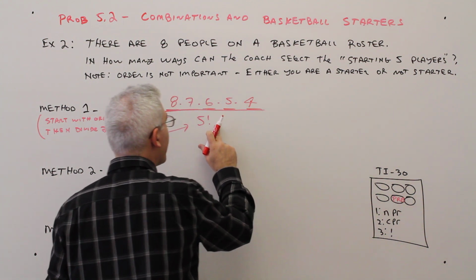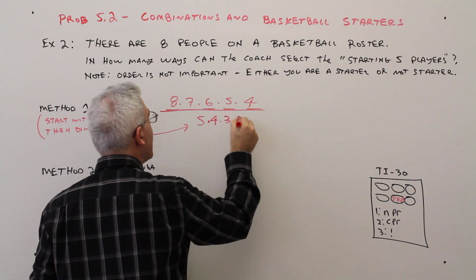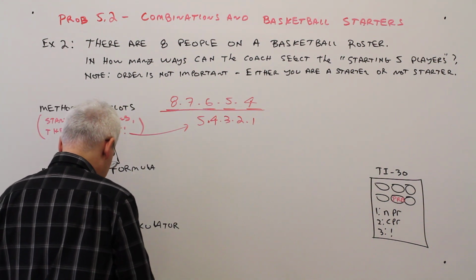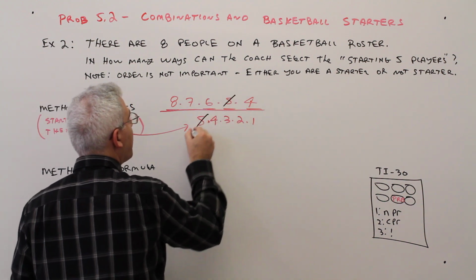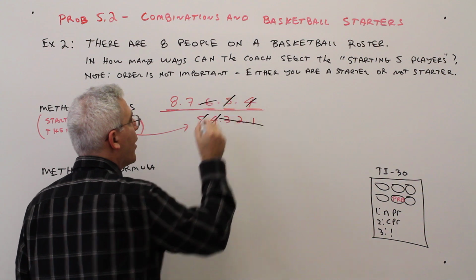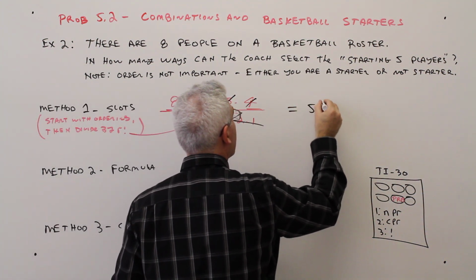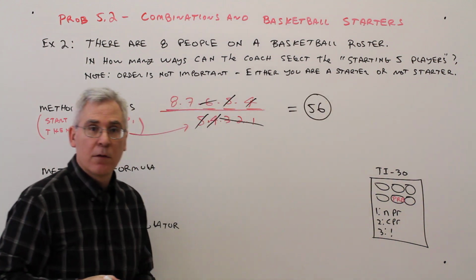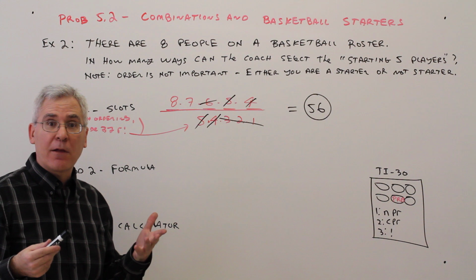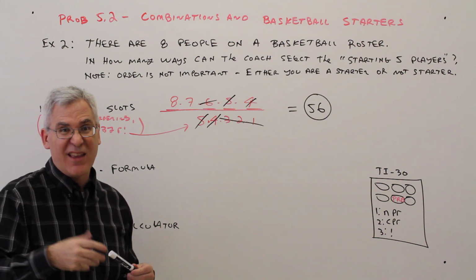So 5 factorial, I could write as 5 times 4 times 3 times 2 times 1. Then I could cancel 5 with 5, 4 with 4, 3, 2, 1 with 6, and 8 times 7 is just 56. So that would be the number of ways of the coach selecting the 5 starters with order not being counted.